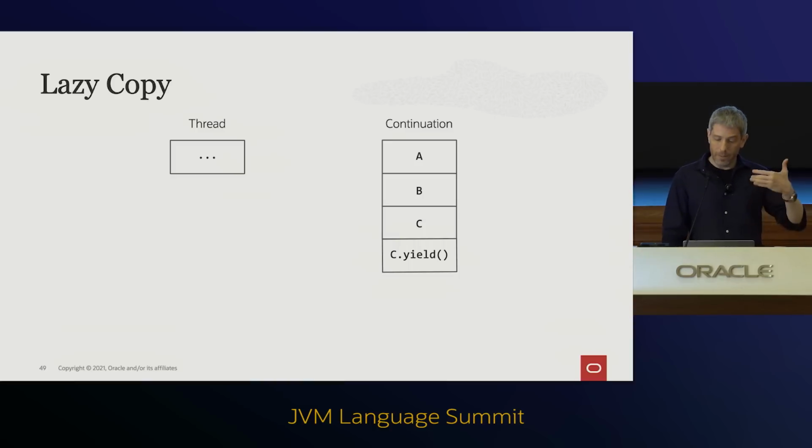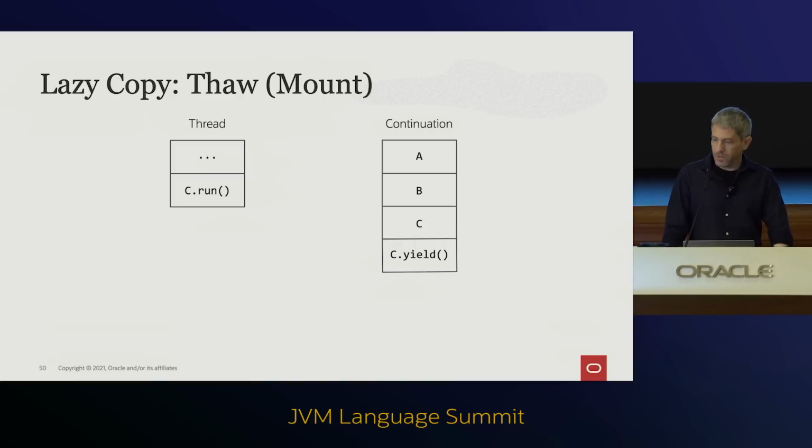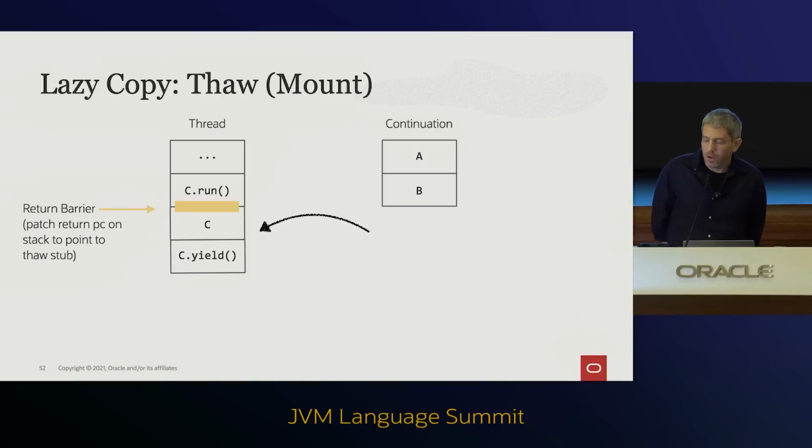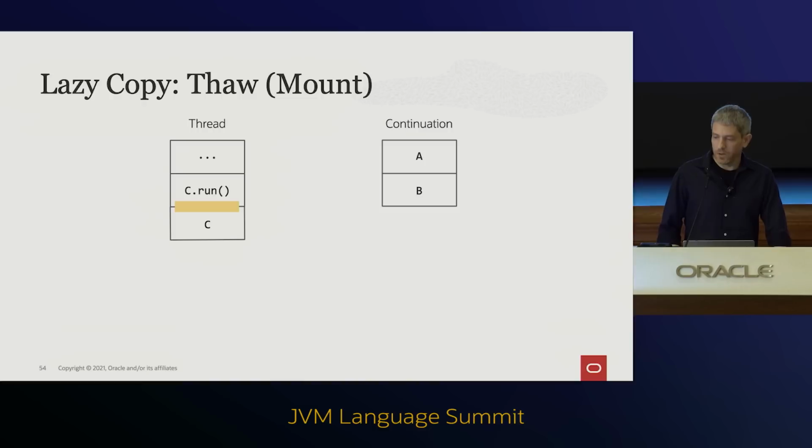Now when we want to mount the continuation again, we call run the second time. We don't copy everything back. We just copy 1 or 2 frames. Now, when C returns, it should return to B. But B is not on the stack. So what we do is we patch C's return address with something we call a return barrier. We replace it not to return to B, but to return to some VM code. And then we continue, yield returns, C returns, but now it doesn't return to B, but to some VM code that will restore more frames.